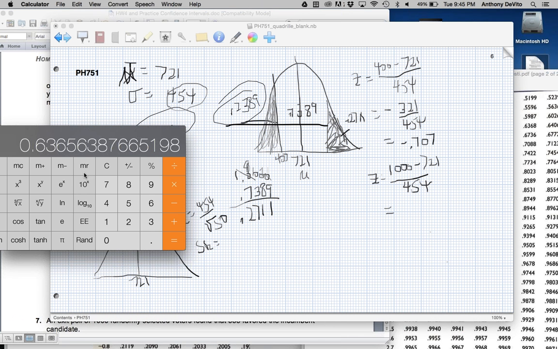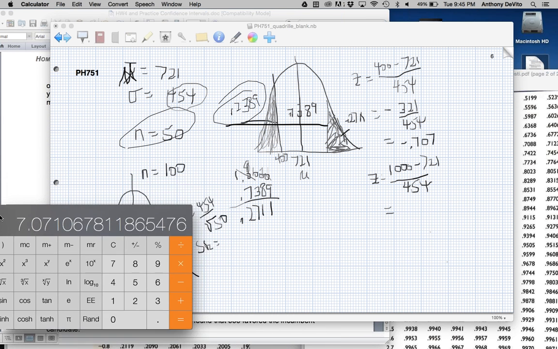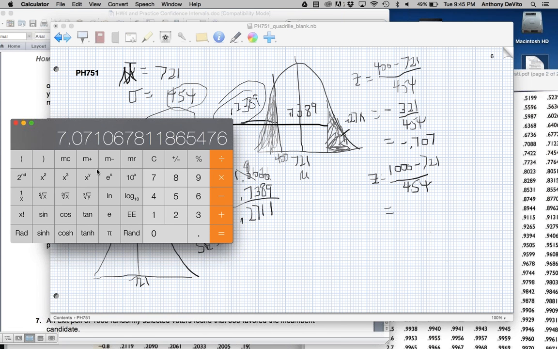Okay, so I'm going to clear this, clear that. So it's going to be 454. Let's get the square root of 50 first. Square root of 50 is 7.07, right? So I'm going to put that into memory. Let's clear memory.